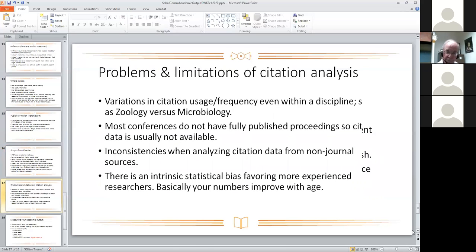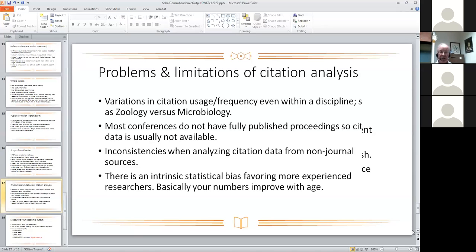Now, problems and limitations of doing citation analysis. The variations in citation usage and frequency, even within a discipline, zoology versus microbiology. Most conferences do not have fully published proceedings, so the citation data is usually not available.